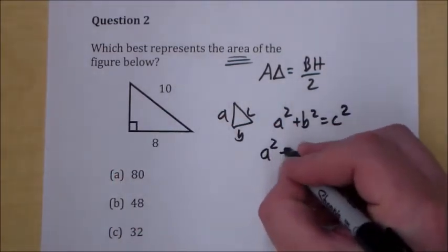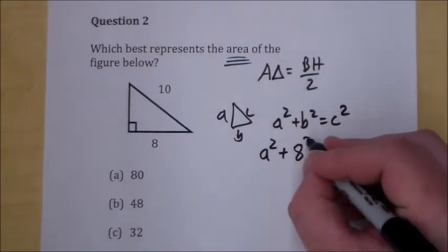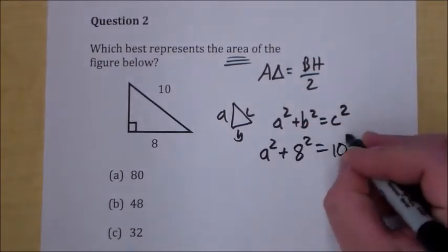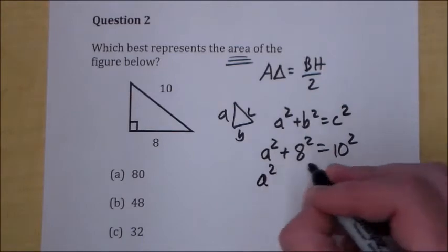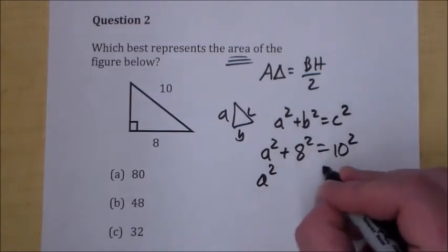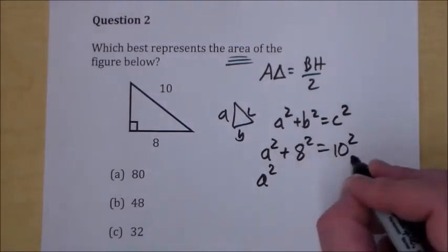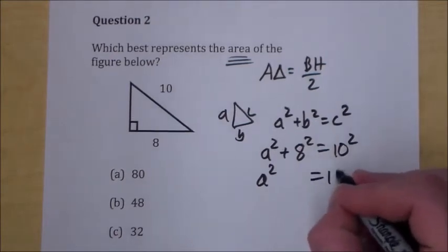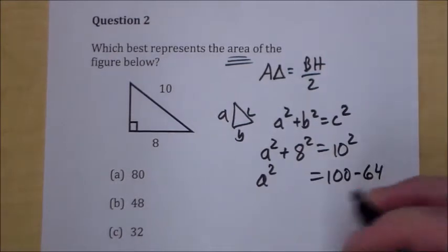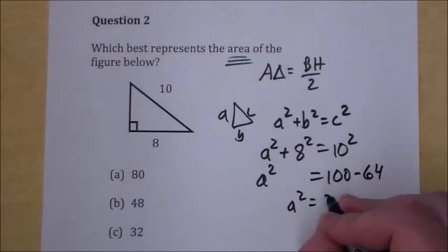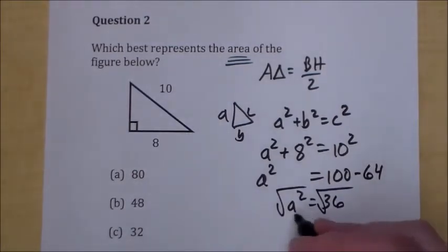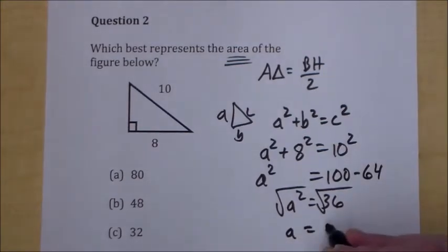So what do we do? Well, it's our variable. A squared plus b squared, that's 8 squared, equals c squared, that's 10 squared. So we have a squared plus 64 equals 100. So it's minus 64 from both sides. And we have a squared equals 36. Square root both sides, that's fun. A squared, square root of that, a. 36, square root of that is 6.